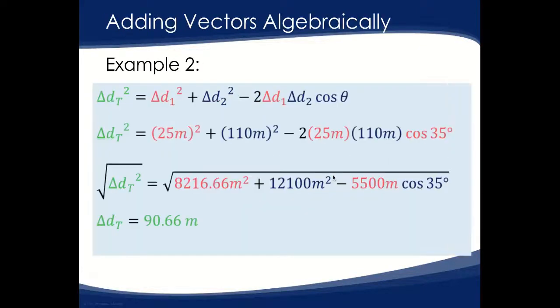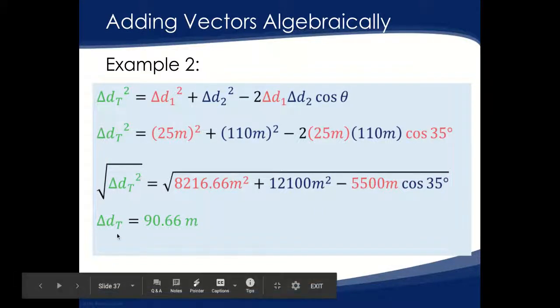When you solve these, you're going to end up with 25 meters squared plus all of these squared and then multiplied, and then you'll have your cosine of the angle of 35 degrees. The last step of that is to get the square root because this is squared. So you're going to end up with a total displacement of 90.66 meters.